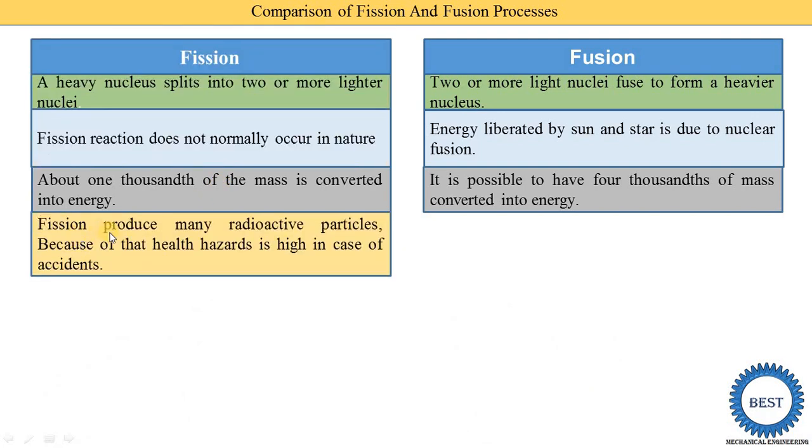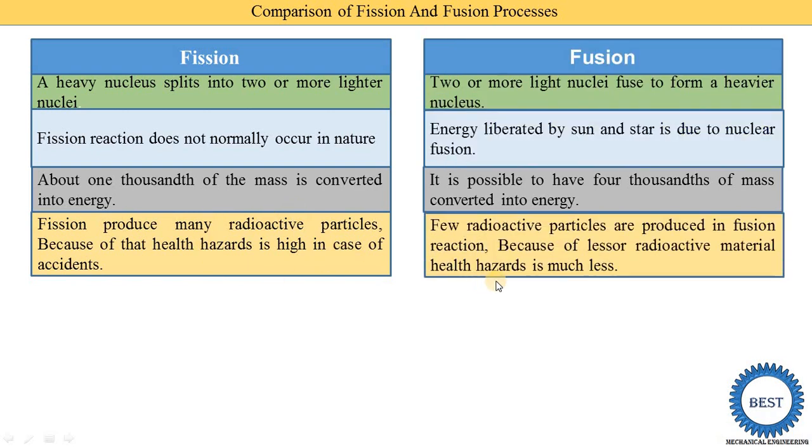Fourth point: fission produces many radioactive particles, and due to many radioactive particles the health hazard is high in case of an accident. In a fusion process few radioactive particles are produced, and due to that lesser radioactive material, the health hazard is much less.